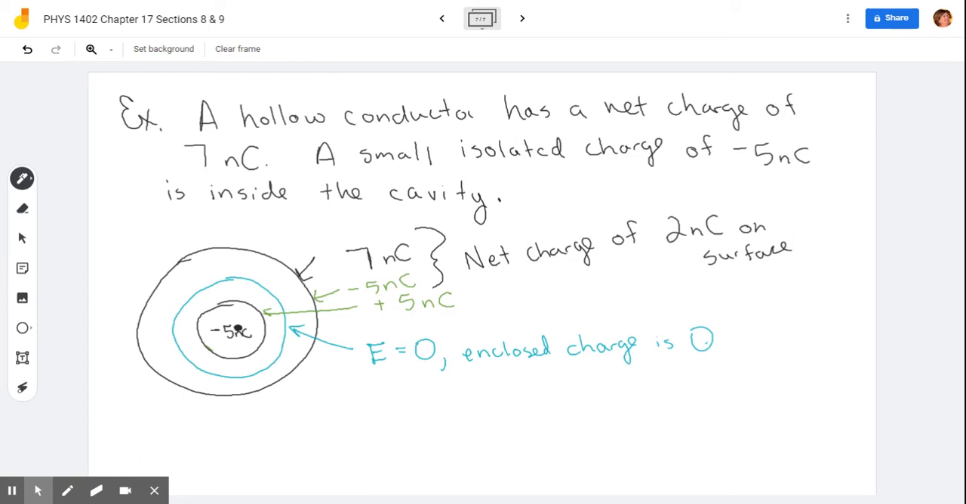This idea is often called a Faraday's cage. It's used to protect a lot of delicate equipment. It's not a surprise that most electronic things like computers are housed in metal boxes. By surrounding them with a metal conductor, it will protect what's inside from external electric fields. Okay, that finishes up chapter 17.